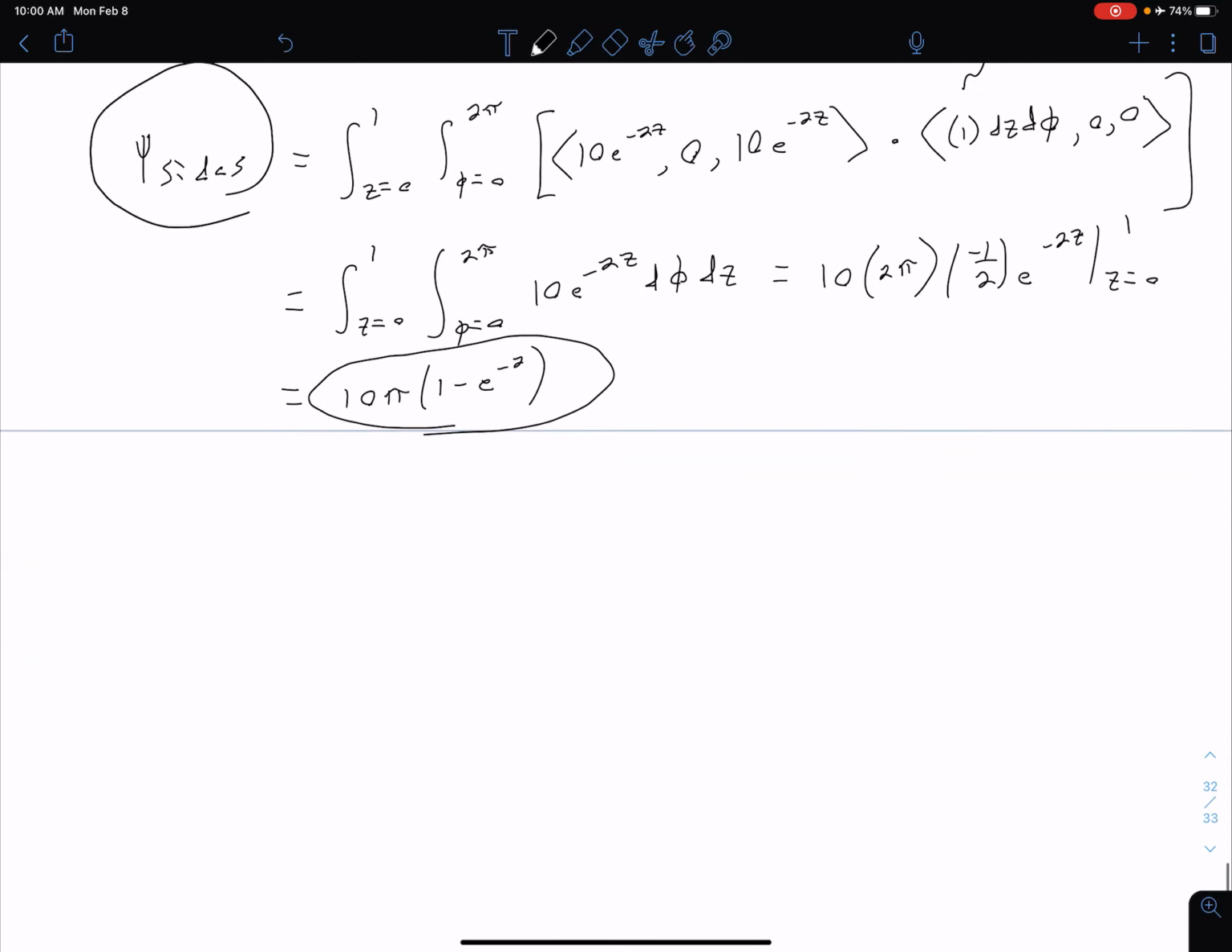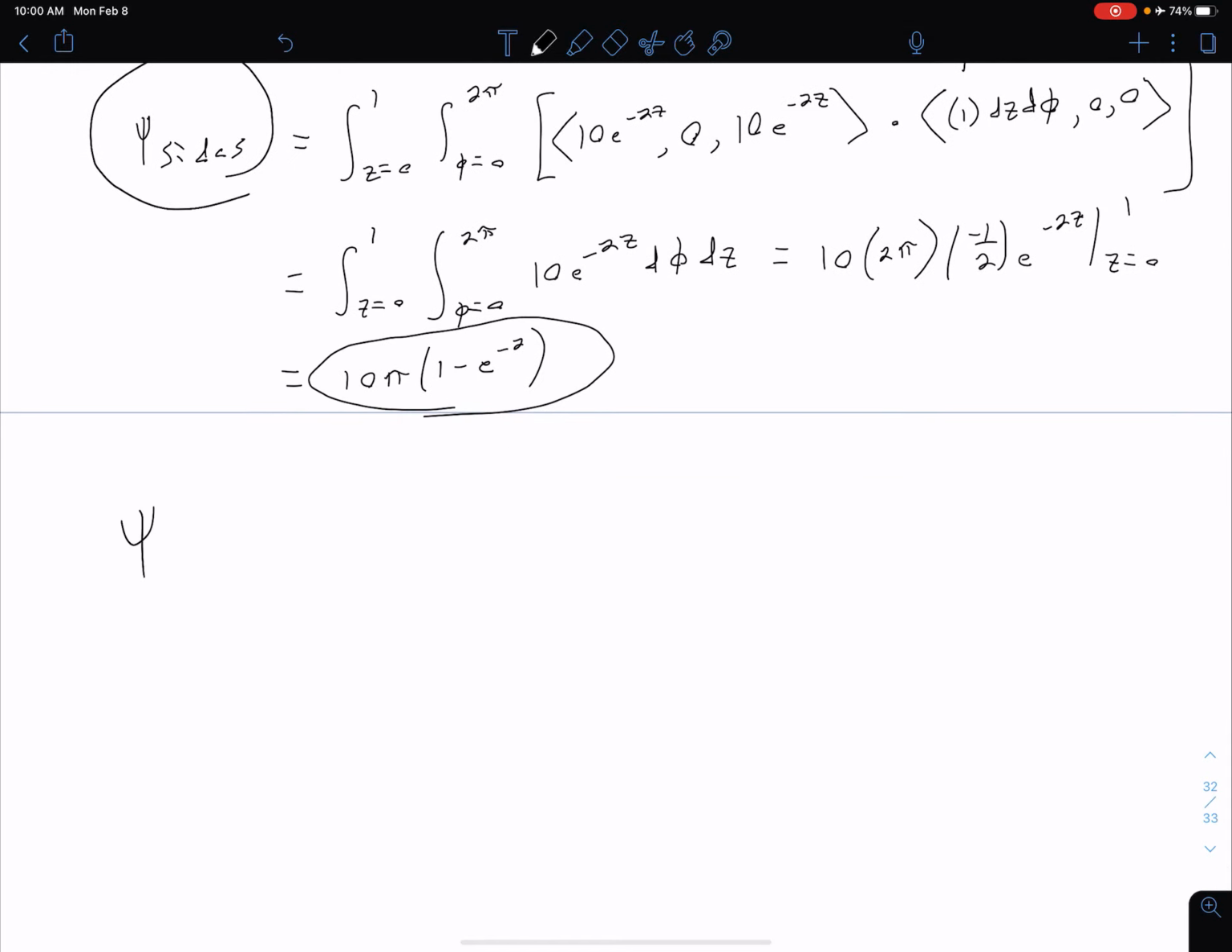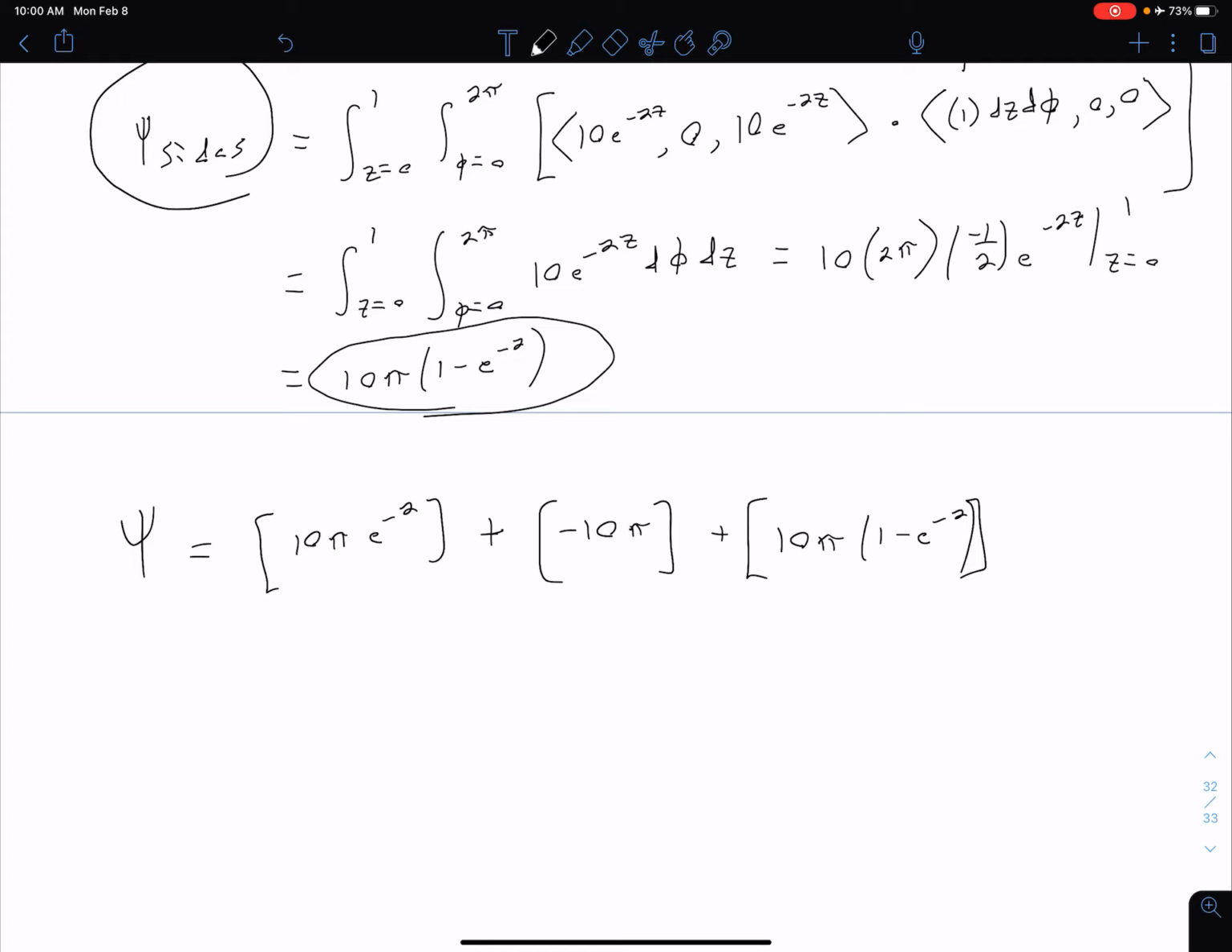So now remember, for our total flux, we just want to add those three terms together. From the top, we had 10 pi e to the minus 2. For the bottom, we had negative 10 pi. And for the sides, we had 10 pi times 1 minus e to the minus 2. And so as you can see, if we add all of these together, we get 0 net flux out of our cylinder.